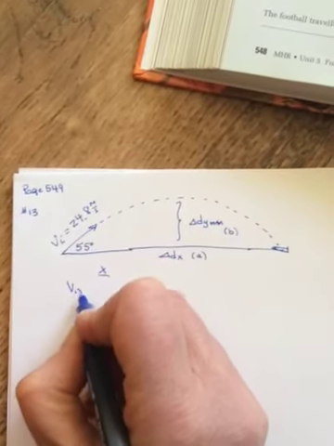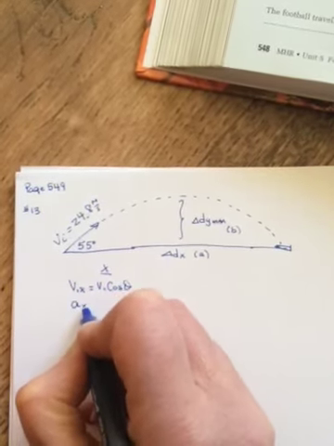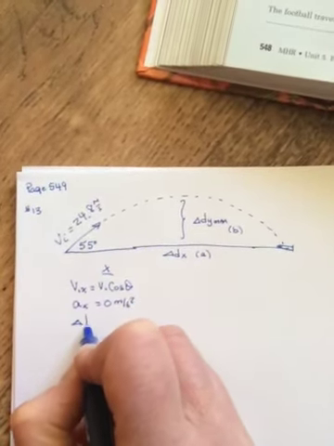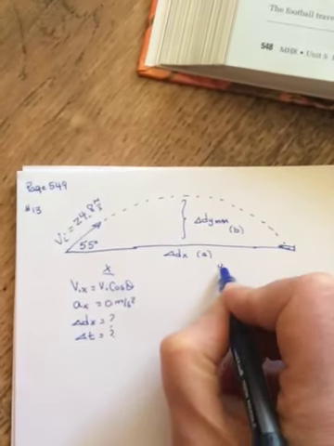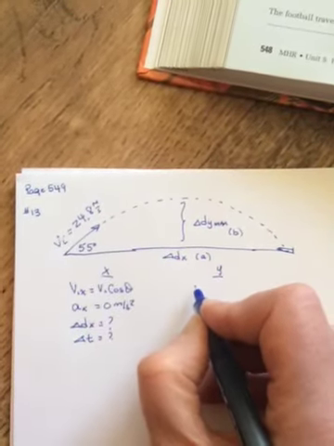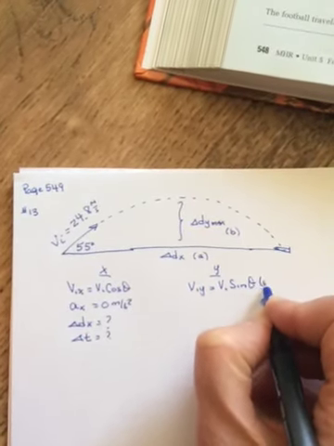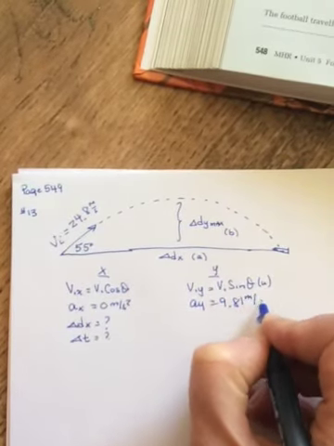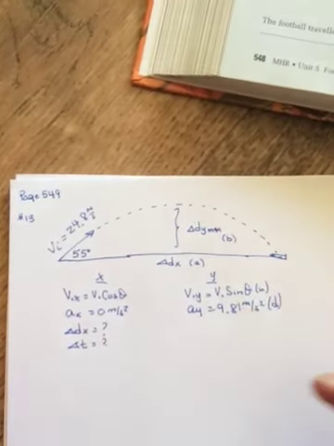So in the x direction, VIX is going to be VI cos theta. AX is going to be 0. And we're looking for delta dx, and we don't know delta t. In the y direction, we can get our VIX because we have the 55, the VI and the cos theta. VIY is VI sine theta going up. AY is 9.81 meters per second squared going down. And we don't know anything else.